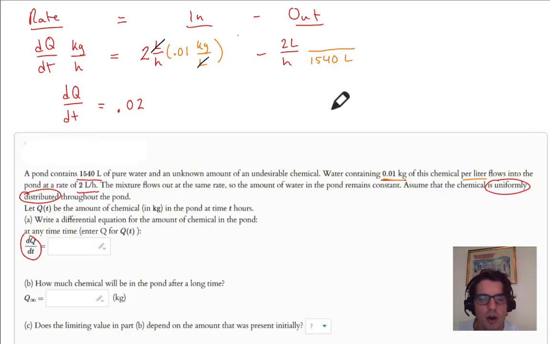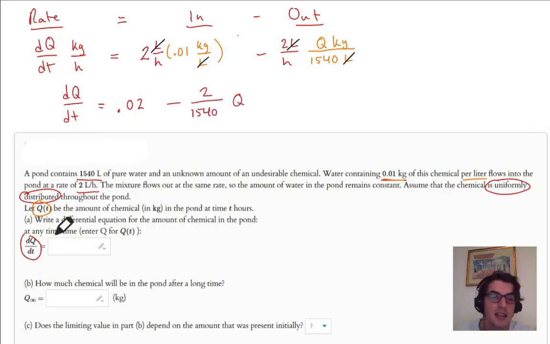The amount of solid in that pond is dependent upon Q. It's the amount of chemical in the pond. So we will say Q kilograms. Okay, and there we go. Now we can cancel. We get 0.02 minus 2 over 1540 Q. And that's our answer to A. So I'll just mark that as A.